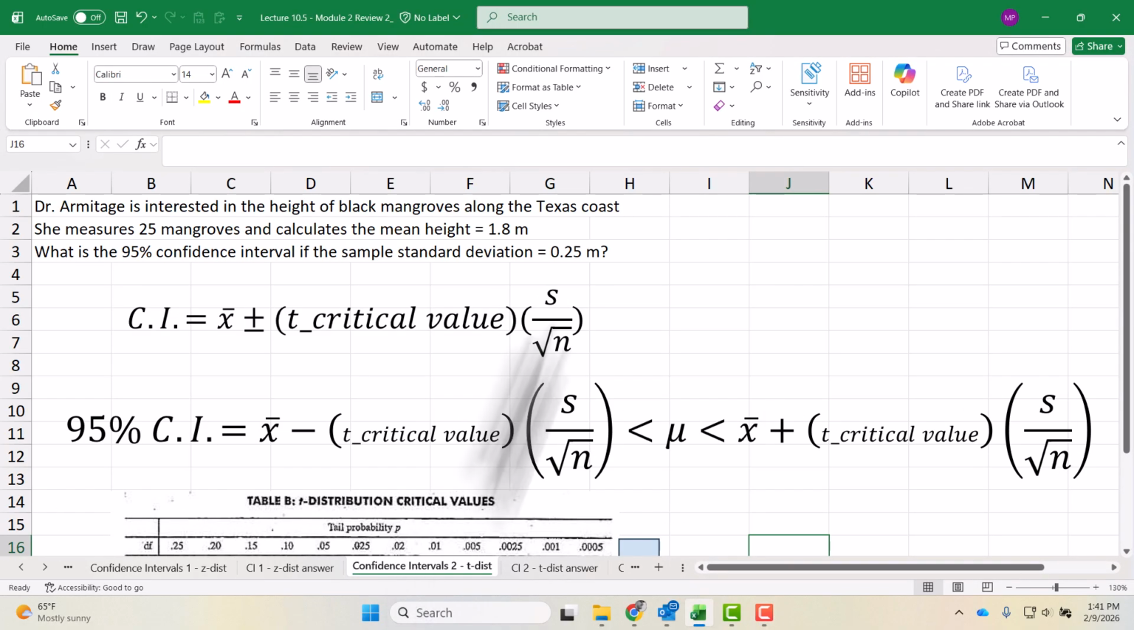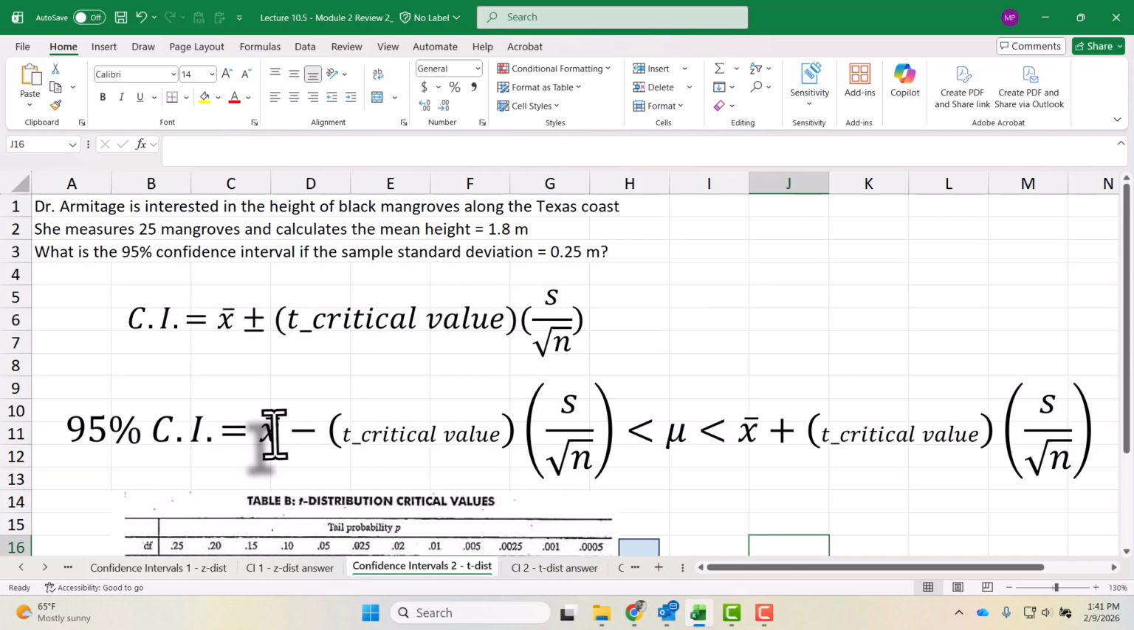Now, let's take the same information, 25 mangrove trees, Dr. Armitage measures, at the same sample height, 1.8 meters. She's still looking for the 95% confidence interval, but in this instance, she does not have the population standard deviation. She only has the standard deviation from her respective data. So in this particular instance, we have to use the T distribution, or T table, and the formula that has T critical value and S.